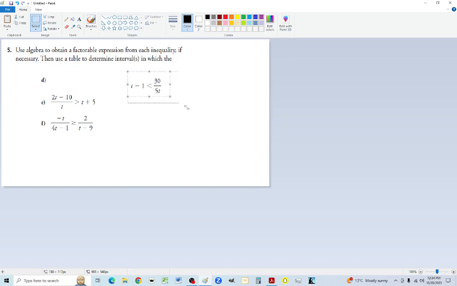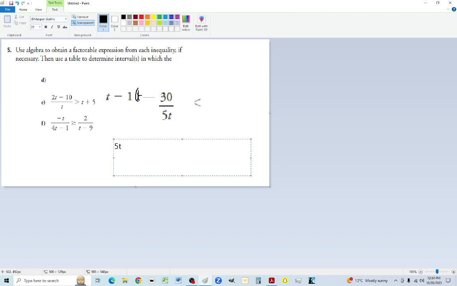Now they're making you put it on both sides first. They're making you do extra work here. That means I have to put this over 5t by multiplying by 5t over 5t. And when I do that, I get 5t squared minus 5t minus 30 all over 5t.